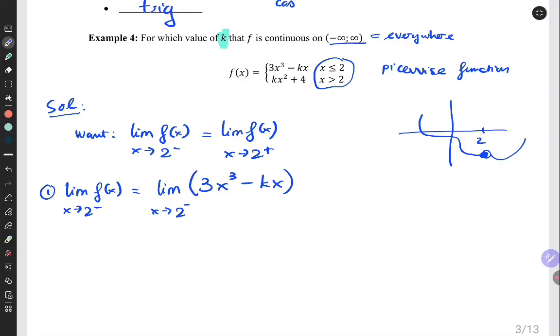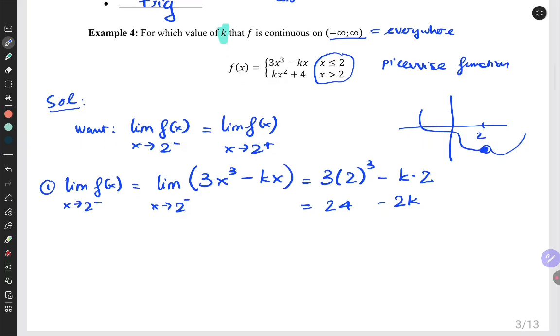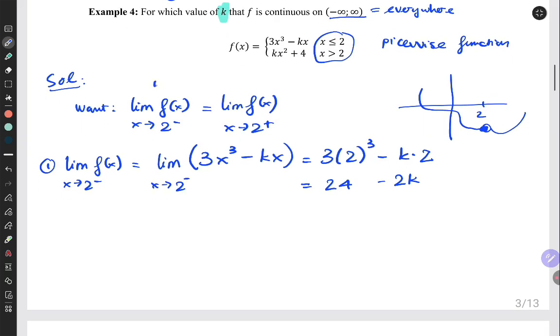Okay. It's not a rational function or anything awkward. It's just a polynomial, so you can plug in. 3 times 2 cubed minus k times 2. Simplify that. 8 times 3 is 24, minus 2k. Okay, so this is number 1. This is number 2.